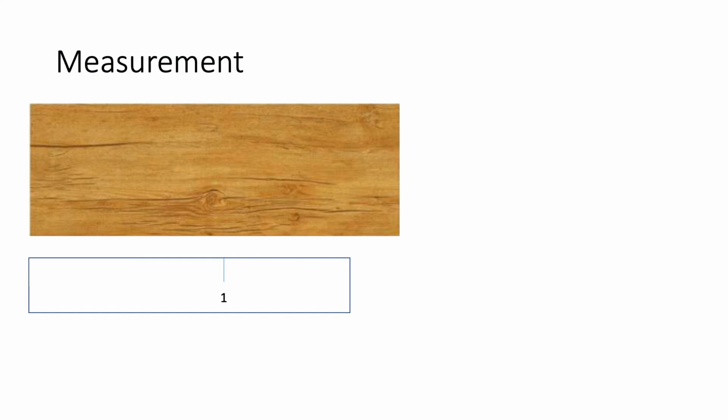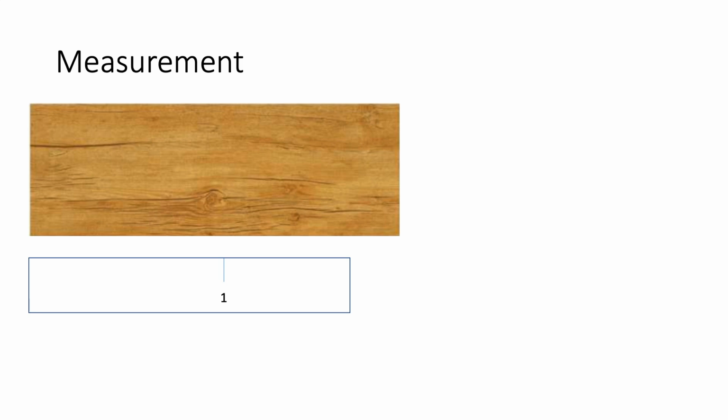So if you're going to measure the length of this piece of wood with this ruler, how long would you be able to say this piece of wood is? There's no units. Yeah, that's a problem. What else is wrong? It's not long enough. So what's the minimum we could say about this piece of wood? It's longer than one something.